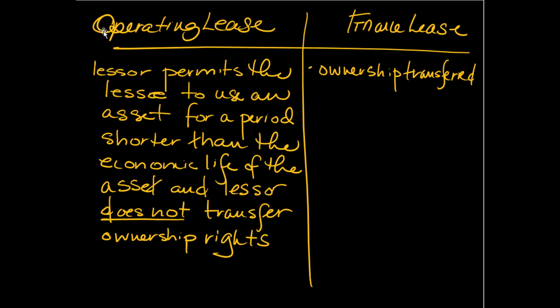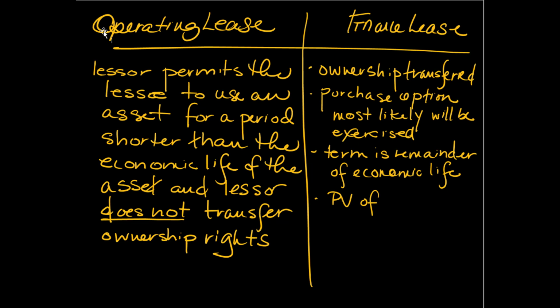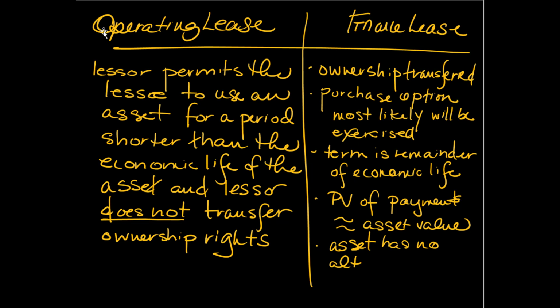The ownership is transferred to the tenant at the end of the lease term. The lessee, who's the user, has a purchase option that is reasonably certain to be exercised. The lease term is primarily for the remaining economic life of the leased asset, and the present value of the lease payments is substantially all of the value of the leased asset. And finally, the leased asset can't have any alternative use to the lessor at the end of the term.